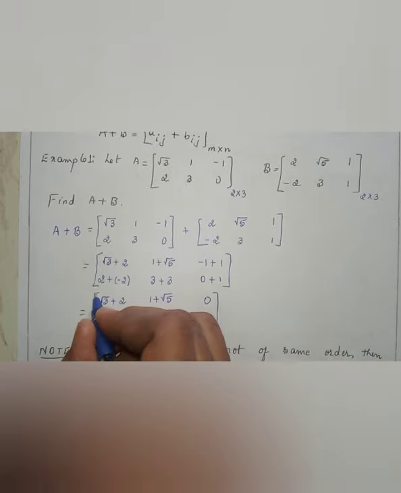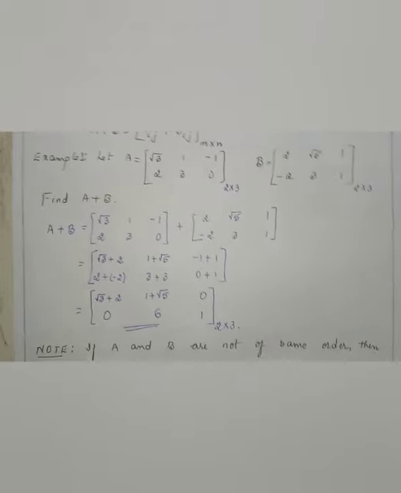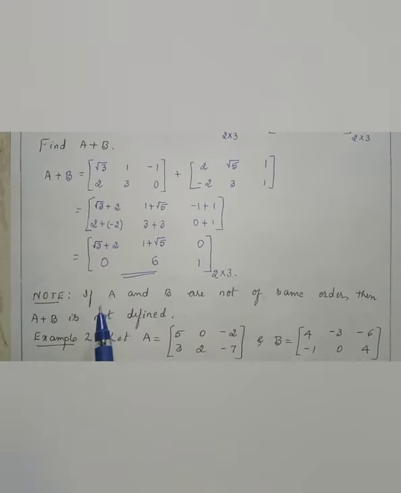So this is the addition of two matrices and it is of order 2 by 3. There is one note here. If A and B are not of the same order, then A plus B is not defined. That means addition of two matrices is possible only when the order is the same. Remember that.